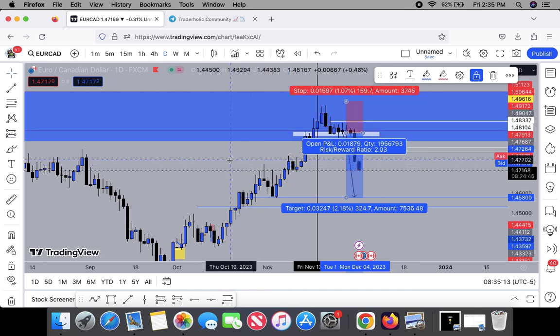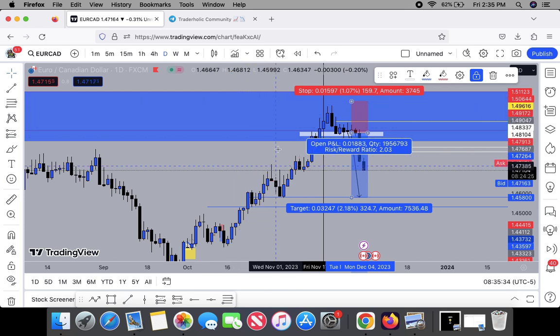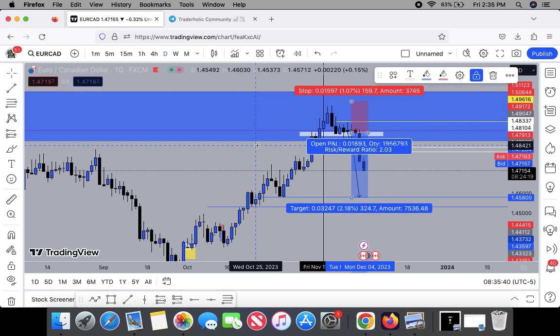I already have my bias from last week. I had my bias to be bearish this week. So this blue zone is a weekly supply or order block. I like to call it order block. So when I saw this weekly order block, I waited for a bearish candle on the weekly, then I come down to the daily to see my trend.